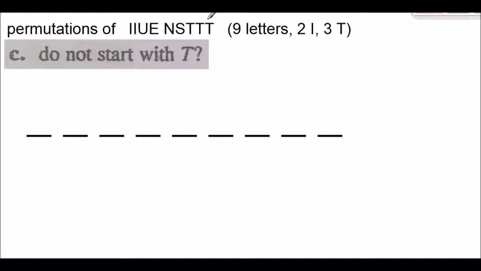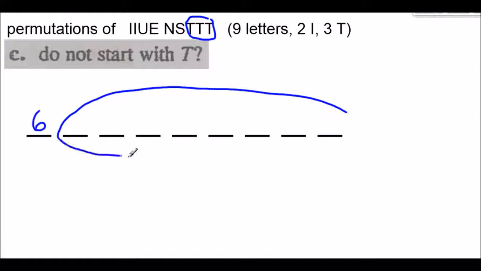So if we're not allowed to start with a T, that means that there are 6 letters that I can start with. So I have 6 choices to make as to what letter to start with, and then I have 1, 2, 3, 4, 5, 6, 7, 8 positions left. But do I actually have 6 choices? Well, not really. I actually only have 5 choices, because I can't really consider that there are 2 I's, because it's the same permutation regardless of which I. So in fact, I have 5 choices as to what to start with, and then I have 8 positions to fill.